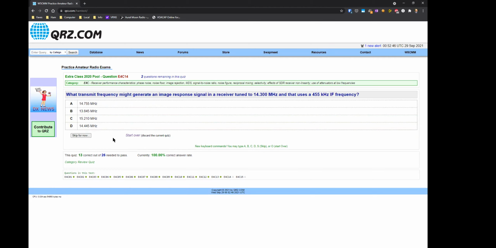What transmit frequency might generate an image response signal in a receiver tuned to 14.3 megahertz and that uses a 455 kilohertz IF frequency? I remember this question. It's C. Yeah, that's going to be C. The base frequency plus 2 times the IF.